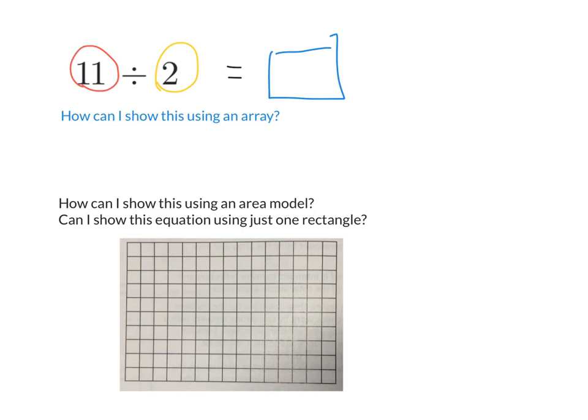Okay, so we're going to start off with 11 objects, and I need them to be in 2 groups. So I'm going to put them in 2 lines so that I have 2 groups, right? So 1, 2, 3, 4, 5, 6, 7, 8, 9, 10. I've now drawn 10, but I have 11. So I have one extra. Now that one extra can't be put into one of the groups because it can't be divided into two. I only have one. So here's one group, here's another group, and here's an extra.